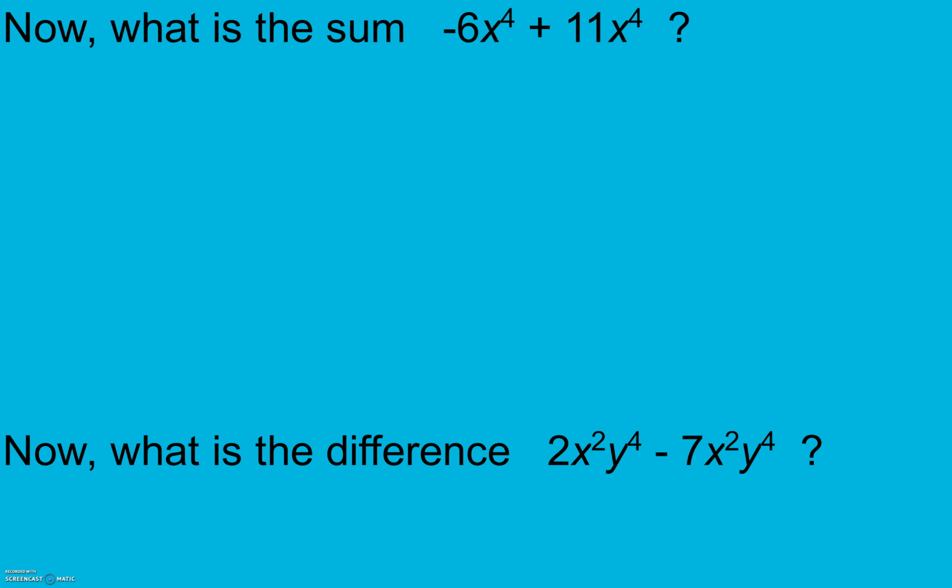When we're looking to find the sum here, they have to have the exact same variable. So x to the 4th power, x to the 4th power. Same base, same exponent. And because they're the exact same, I can keep that variable part and perform the operations on my coefficients. Negative 6 plus 11 gives me 5. So I have 5 times x to the 4th power.